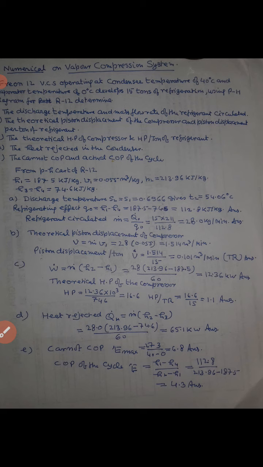Freon 12 is a refrigerant which is a chlorofluorocarbon refrigerant. It contains chlorine also. Now the first part of the numerical, discharge temperature. Now you know that S2 is equal to S1, that is entropy at point 2 will be equal to entropy at point 1, and that is 0.6966, which gives temperature T2 of 54.06. That is from the table only. So discharge temperature comes out to be 54.06.